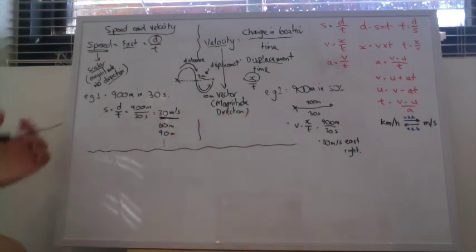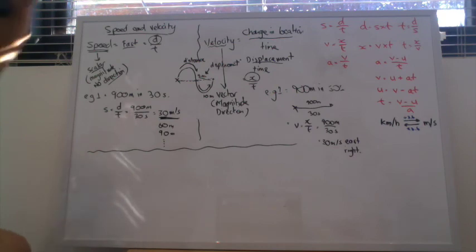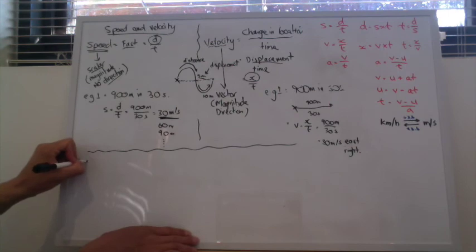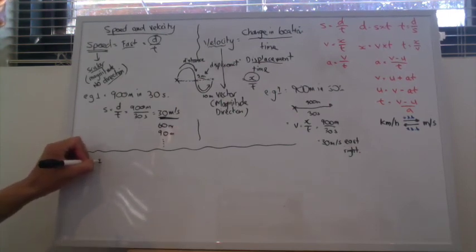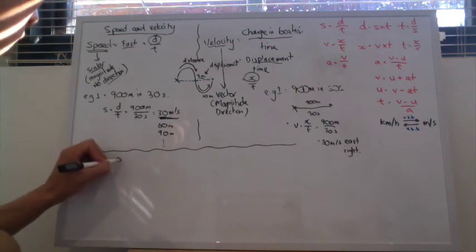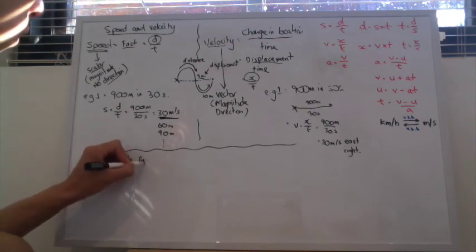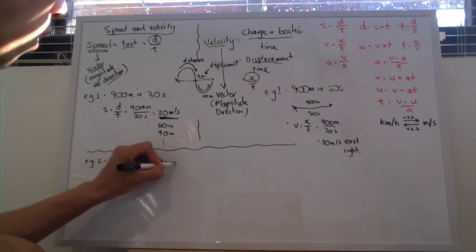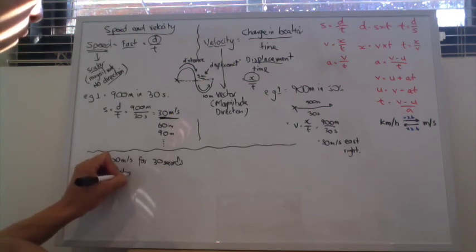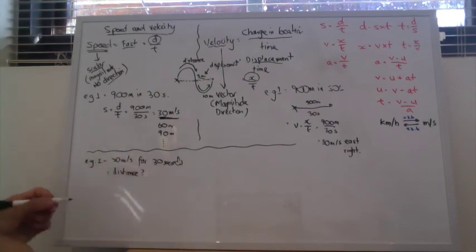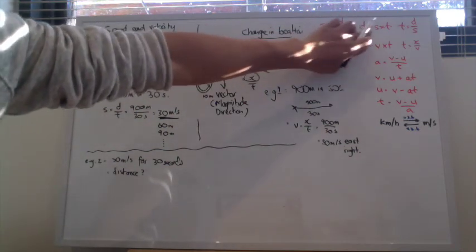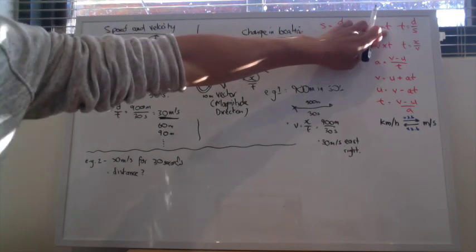What if I give you an object's speed and time, and I want you to calculate its distance? So let's go with a second example here. Say we had an object traveling at 30 meters per second for 30 seconds, and I asked for its distance. If I ask for its distance, you can try and calculate that by using a different derivative of the same formula. I'm going to use the distance equals speed times time formula to work it out.